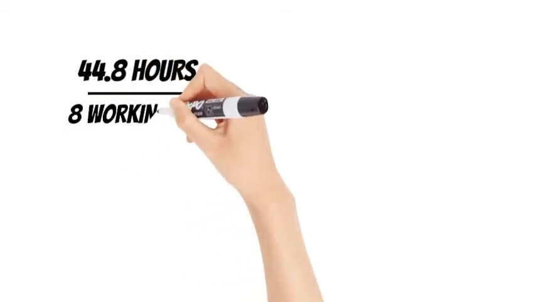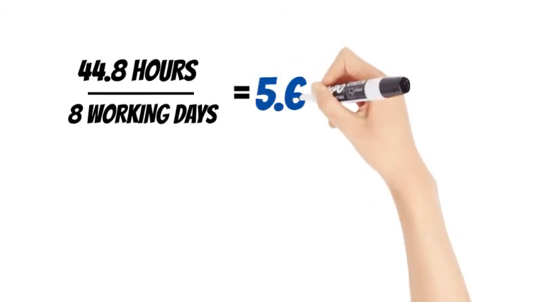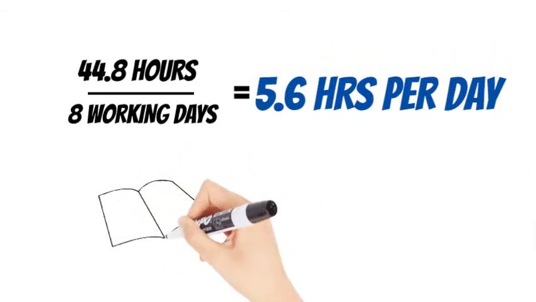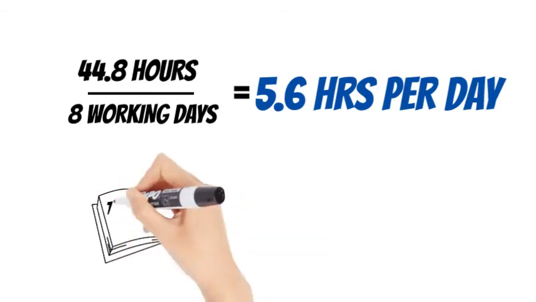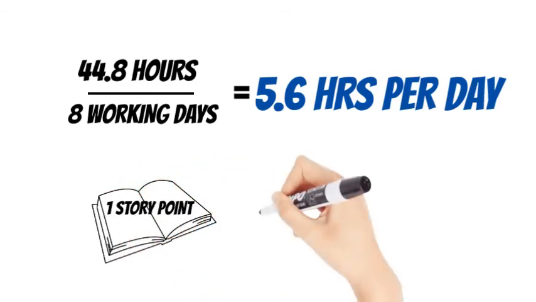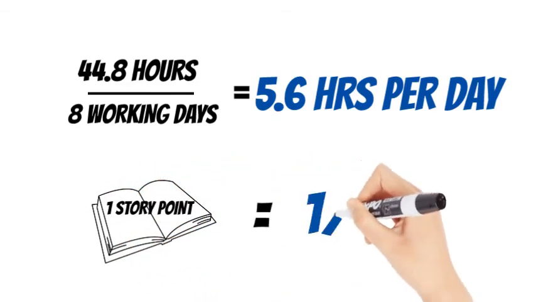For capacity planning, we want it easy and not necessarily specific to the day. So what we'll do is take our 44.8 hours and divide that by 8 working days. And that tells us we have around 5.6 hours available on a typical day to work on stories. So if we estimate a 1-point story to be about a half day, we now have a really easy way to estimate our capacity. 1 story point equals 1 day.